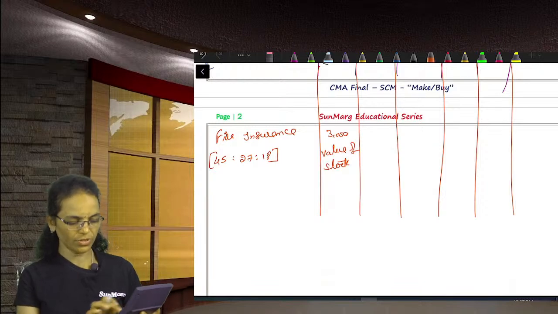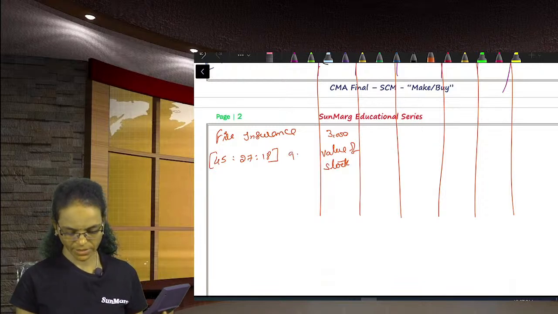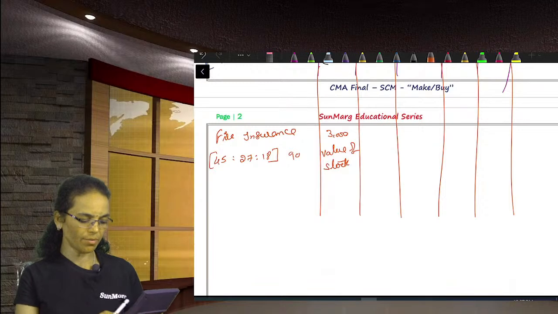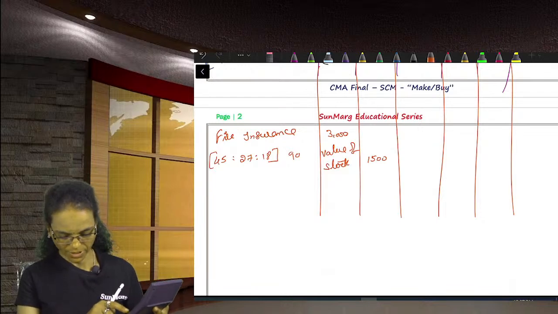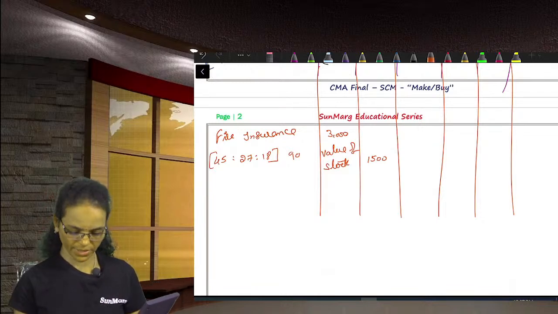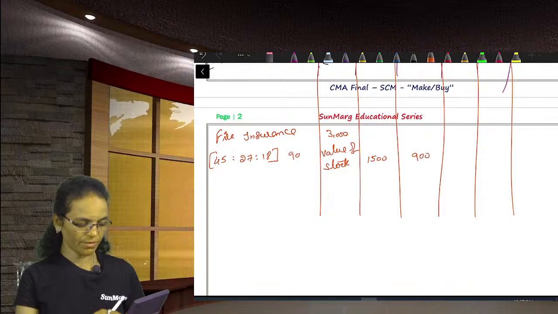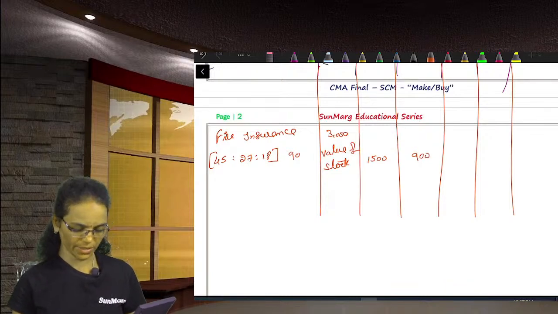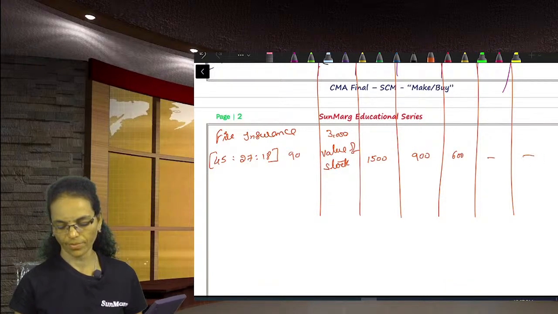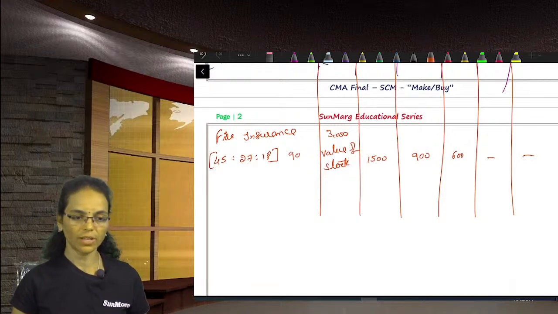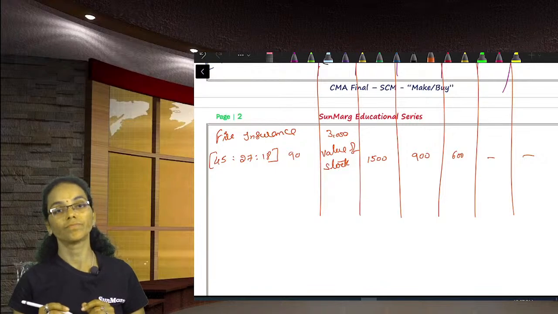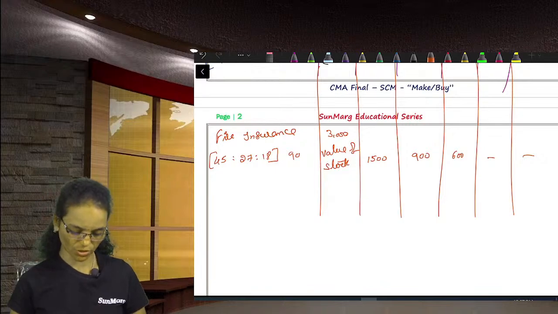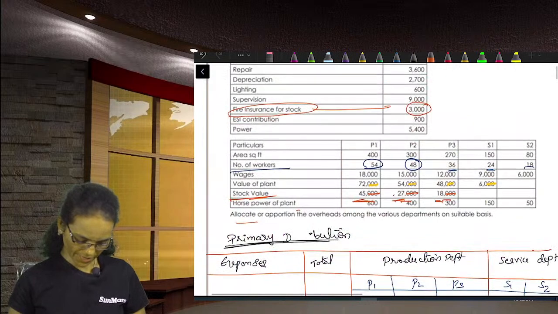Total 45 plus 27 plus 18 is 90. 45 divided by 90 into 3,000 is 1,500. To the same answer, divided by 45 into 27 is 900. Divided by 27 into 18 is 600. Hyphen for the respective departments for which there is no fire insurance for the stock. Next one.